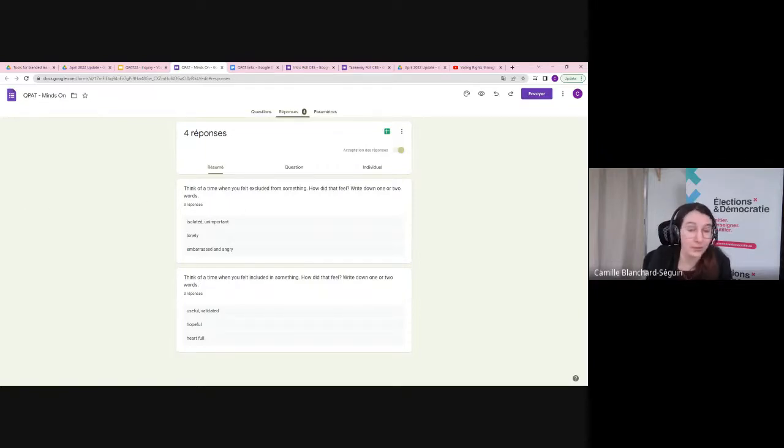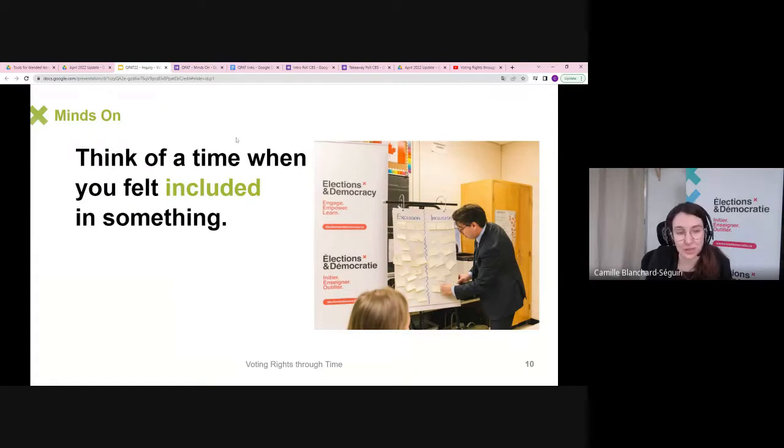If we were doing an online classroom, we might be using these blended learning tools, or if we were in a classroom in person, it might look more like the picture we have over here. Here we have Stéphane Perrault, who is the Chief Electoral Officer, doing that activity in a classroom. And we can see the Post-its that the students have answered.